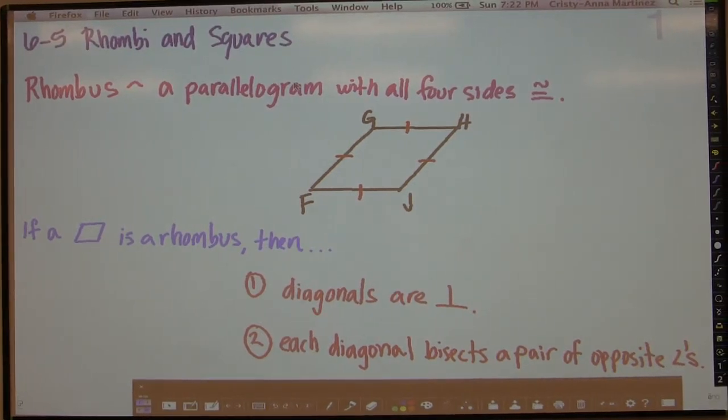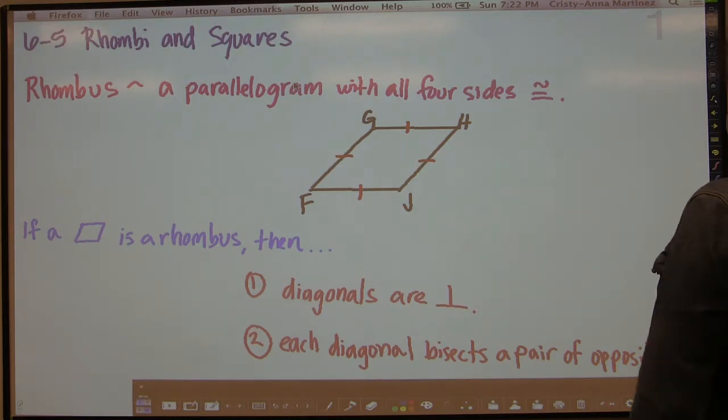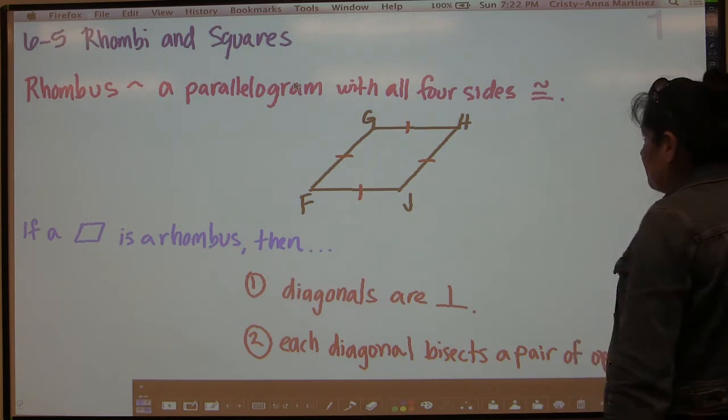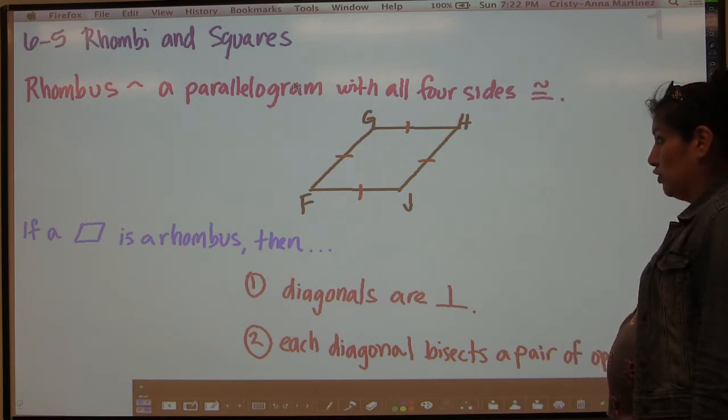It is chapter 6, section 5, and today we are continuing our discussion over parallelograms with rhombi and squares. Rhombi obviously being plural for a rhombus. So we're going to start with rhombus, and a rhombus is a parallelogram with all four sides congruent.